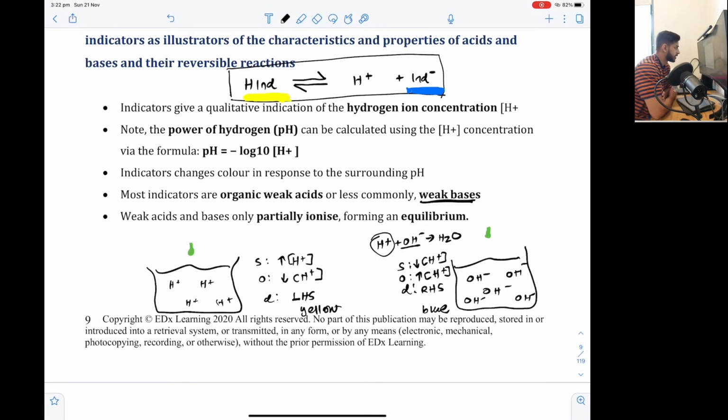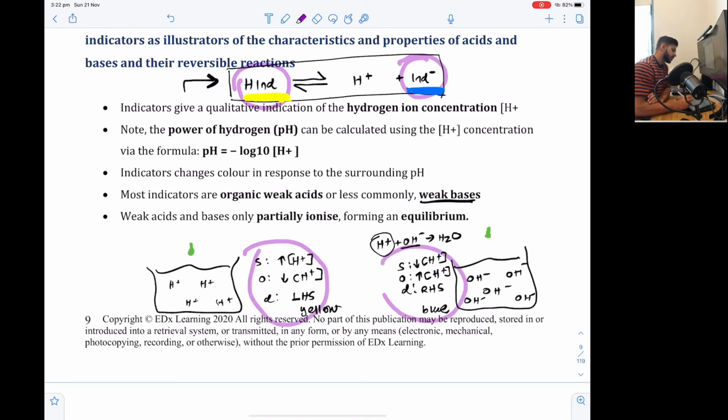So if you're ever asked how an indicator works, you need to bring up this equation that it's a weak acid. You need to also bring up that there is a distinct color for H-Ind and Ind minus, and then explain in terms of LCP color change in an acidic and basic solution. Do we now understand how an indicator works? Any questions?